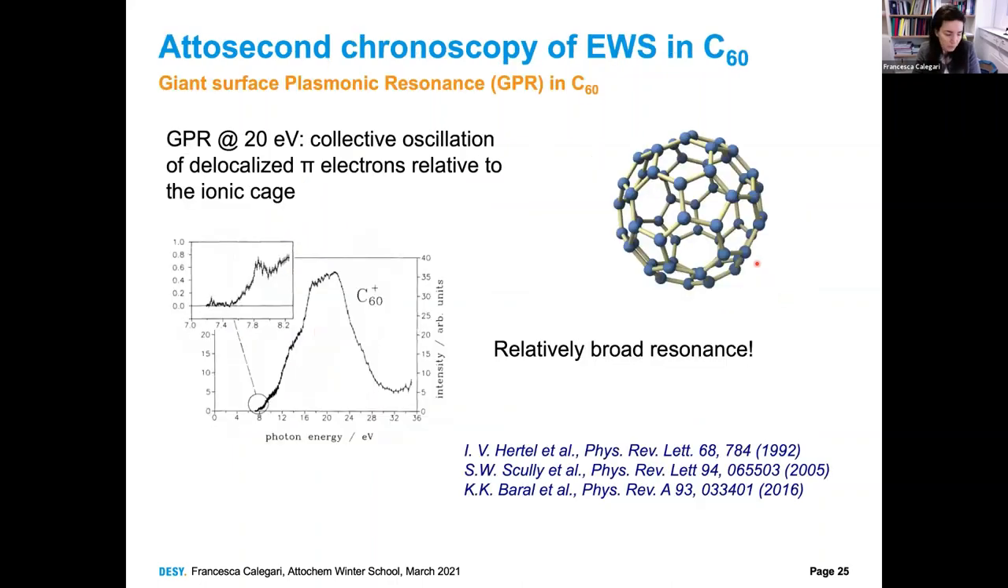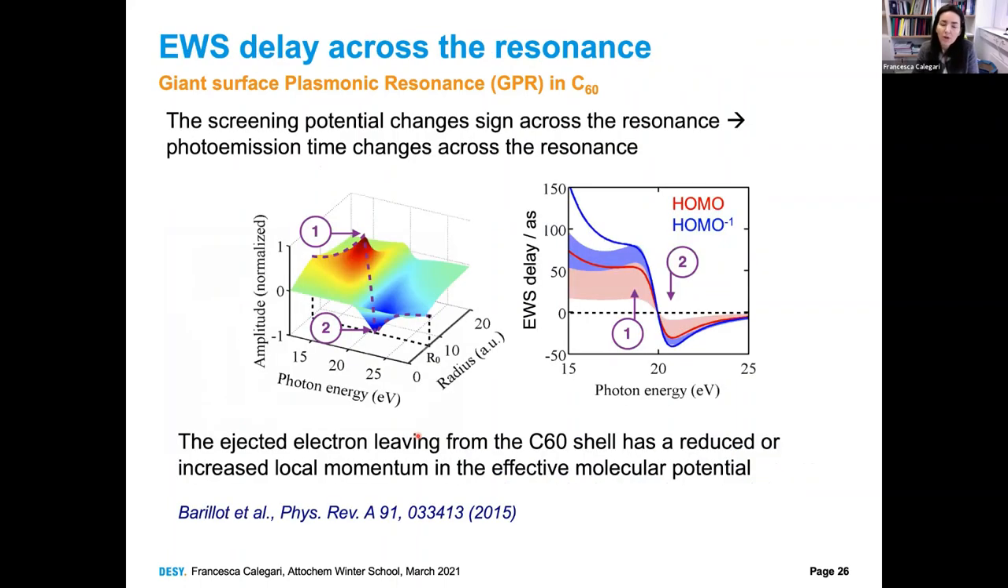Okay, the other example I want to provide is about streaking spectroscopy in C60. C60 is actually quite a big molecule. It's this buckyball structure, which has been of interest for many aspects, but also because of a possible collective excitation that can be done around 20 eV, resulting in a very broad resonance. A broad resonance corresponds to a fast process, as you may imagine. So, the presence of resonance is also inducing a photoemission delay.